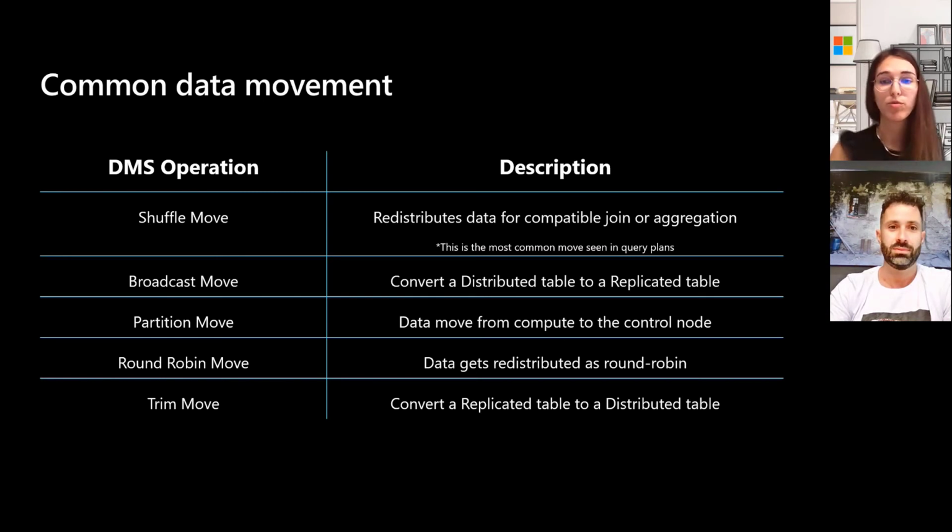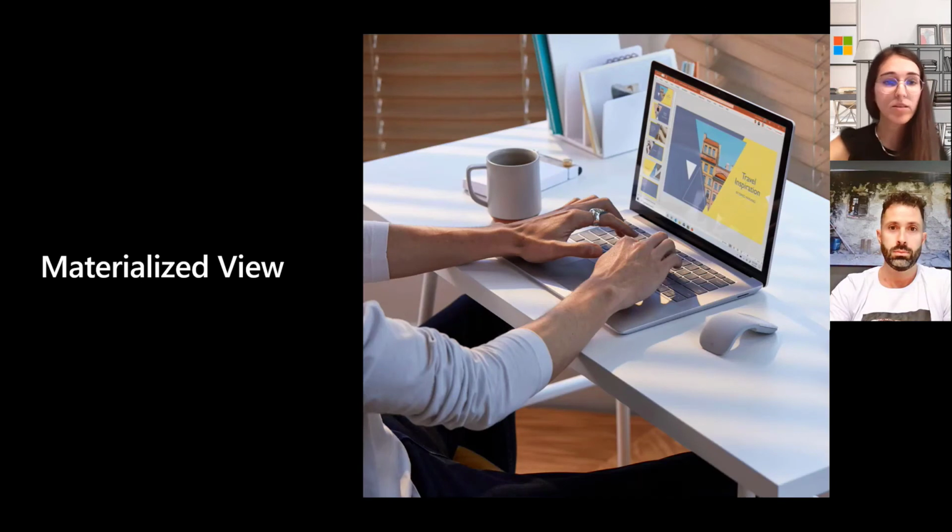And finally, the trim move, where a replicated table is moved to a distributed table, and usually means that you have out-of-date statistics or that the table needs to be redistributed as well. And we are going to jump on the materialized view next.